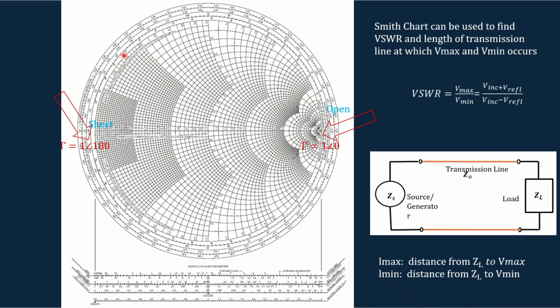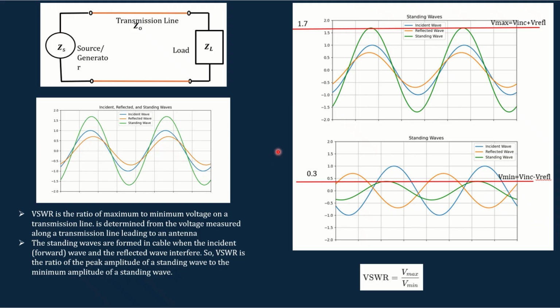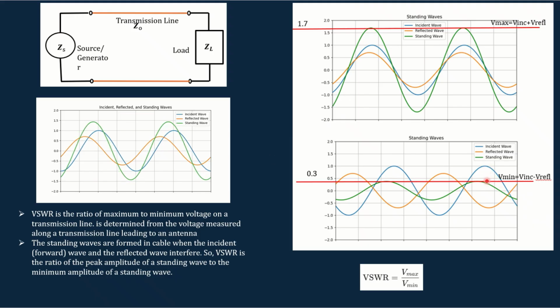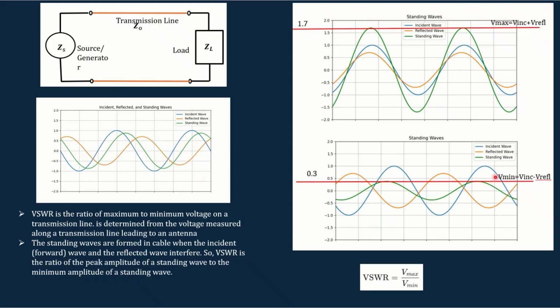When we studied the Smith chart, we know that this is the position of the short, and here comes the open. In the short position, the reflection coefficient gamma is given by 1 angle 180. This means that when the load is short, the reflected wave will be out of phase. When the incident and reflected waves are out of phase, it can cause V minimum.